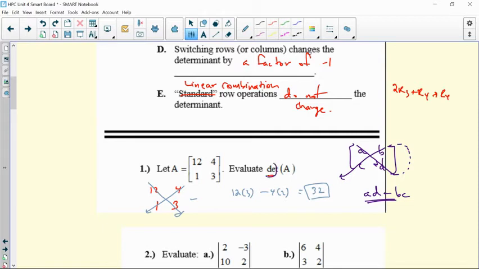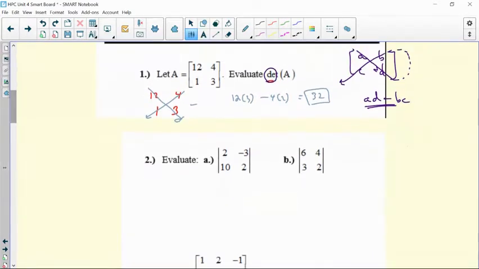Now, if you don't see DET as the operator, but you see something like number 2, where it looks like oversized absolute values, notice that the little hats and feet, so to speak, are missing. That's another way to indicate find a determinant. So if you notice that your matrix doesn't have the hat and the feet, then you know you're looking for the determinant. So the determinant of this matrix is 2 times 2 minus negative 3 times 10.